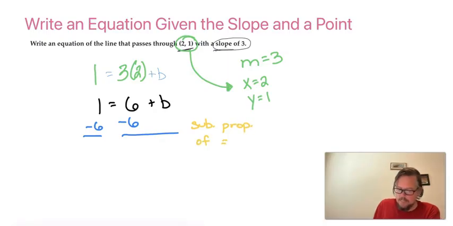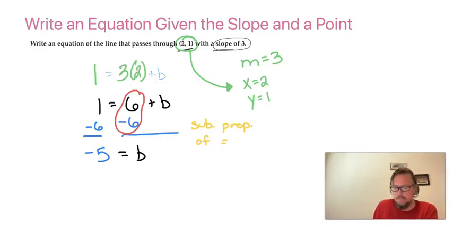1 minus 6 is negative 5. The 6 minus 6 here, of course, cancels. And so I'm left with -5 = b. So now I know everything I need to write my equation in slope-intercept form.